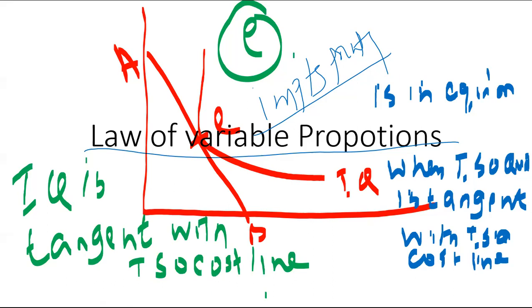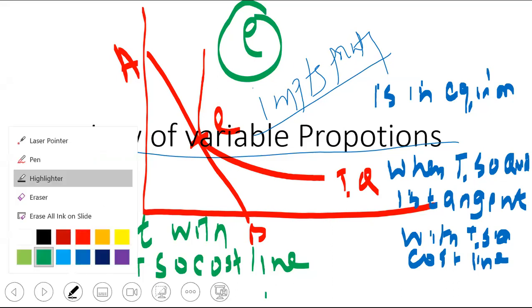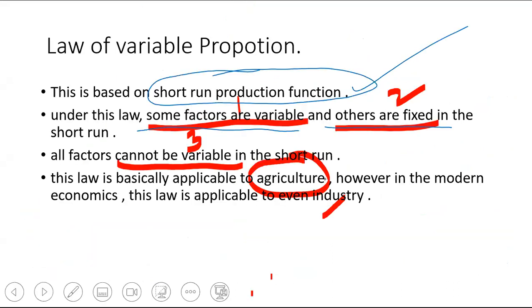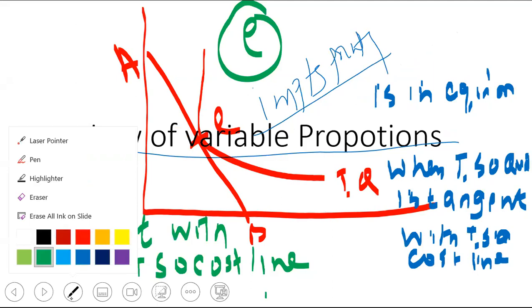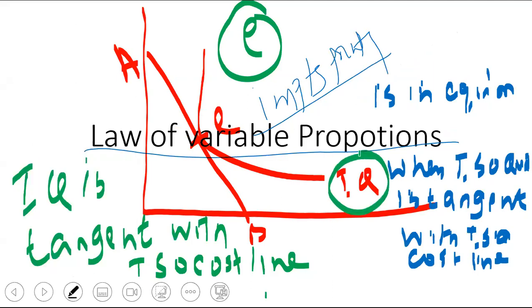The producer is in equilibrium when isocost is tangent with isoquant. This is the isocost. This is the isoquant. In the diagram, point E is considered as the equilibrium.